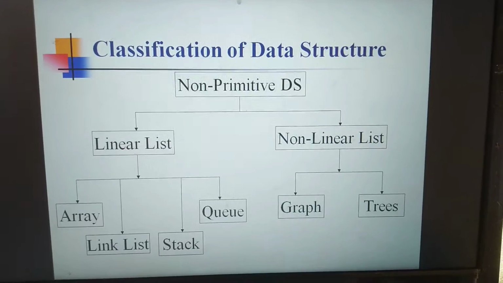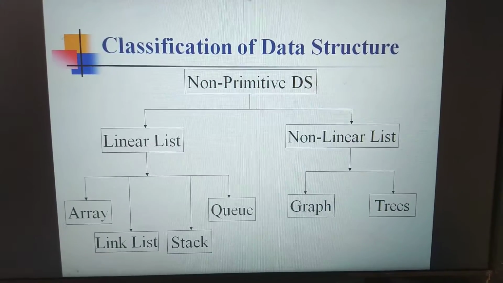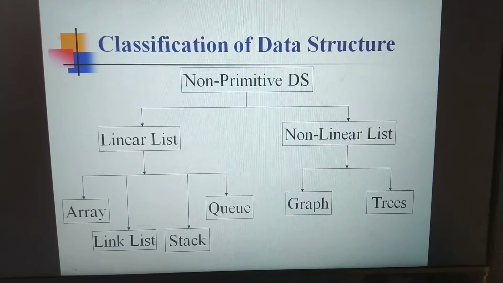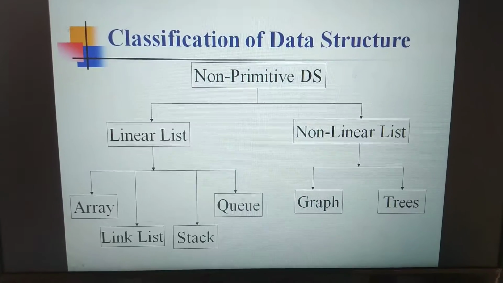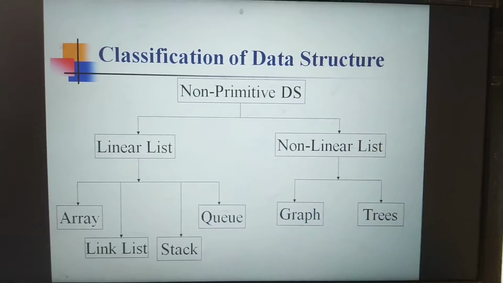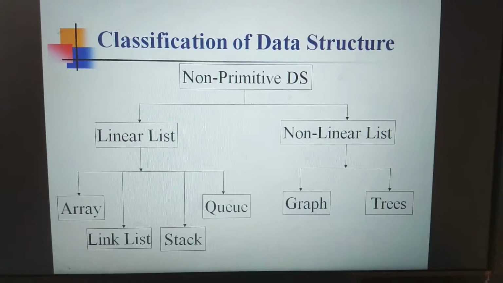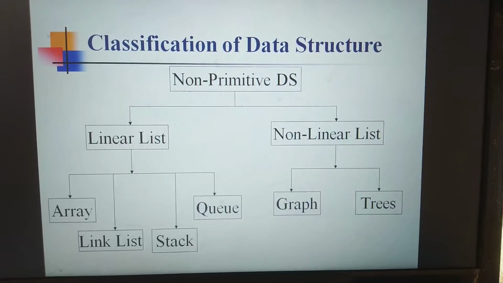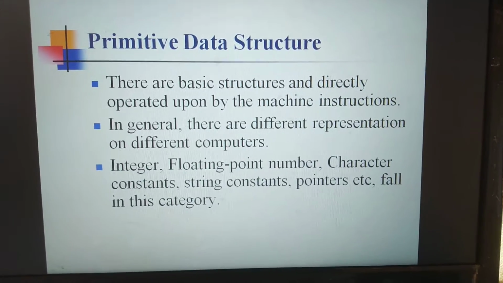What about non-primitive? Non-primitive is further classified into two types: one is linear, and the other is non-linear list. Based on the linear category, for example, we can use array, linked list, stack, queues, etc. In non-linear list, trees and graphs. So these are basically classified into non-primitive types of data structures.